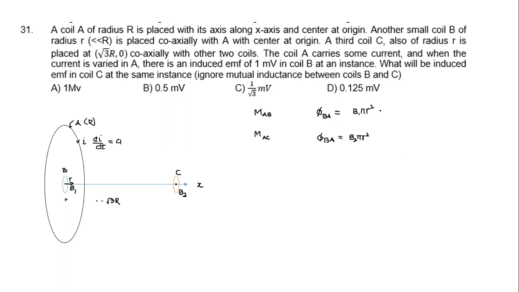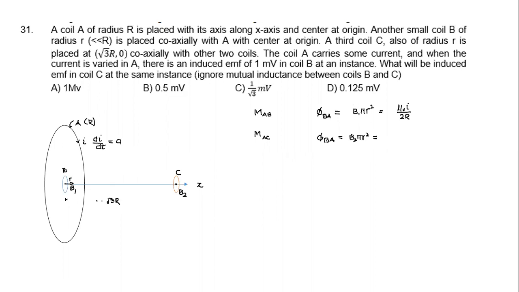And what is B1 equal to? In this case, we need to know the field at the center of the coil, which is mu naught I divided by 2r. And here we need to calculate the field on the axis of the coil. When the distance is root 3r, what is the field? I think some of you recall the field is proportional to the cube of this inclined distance, and this becomes B1 by 8. So this will be equal to B2.